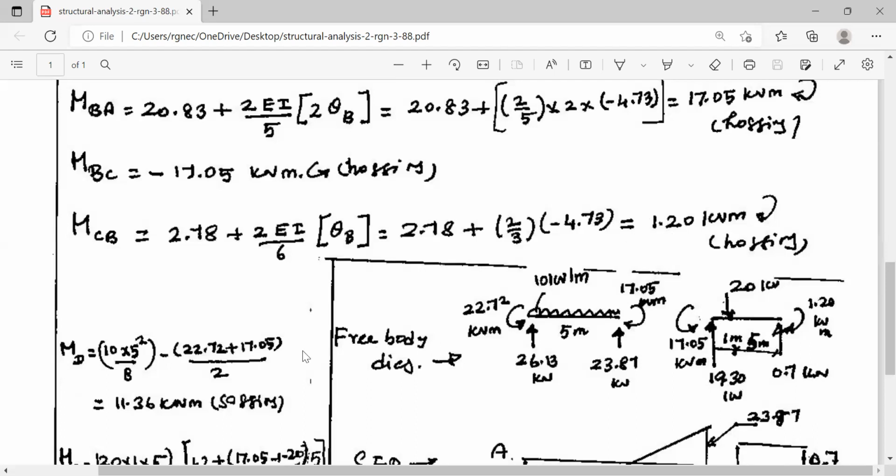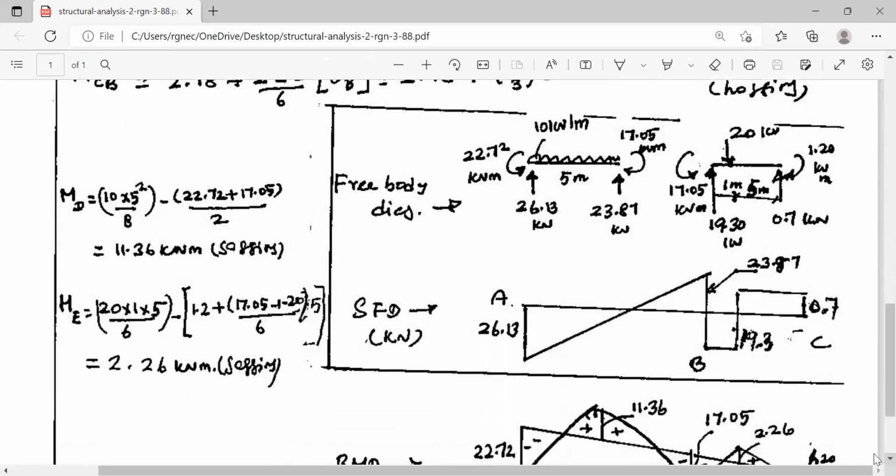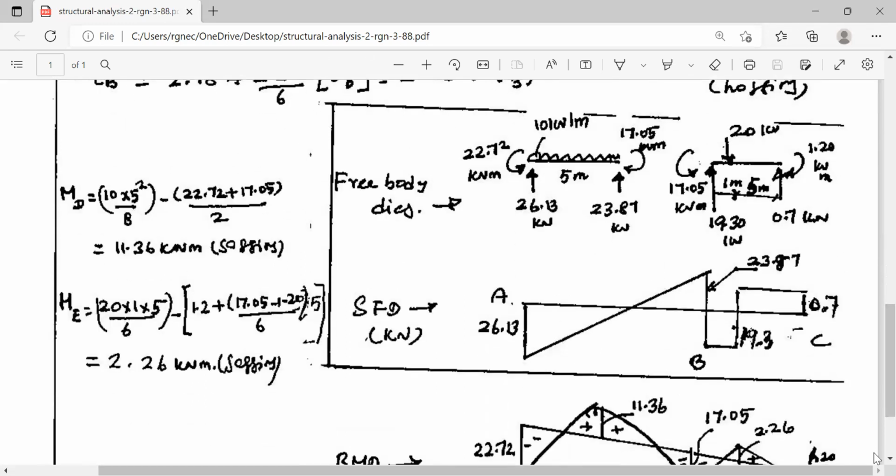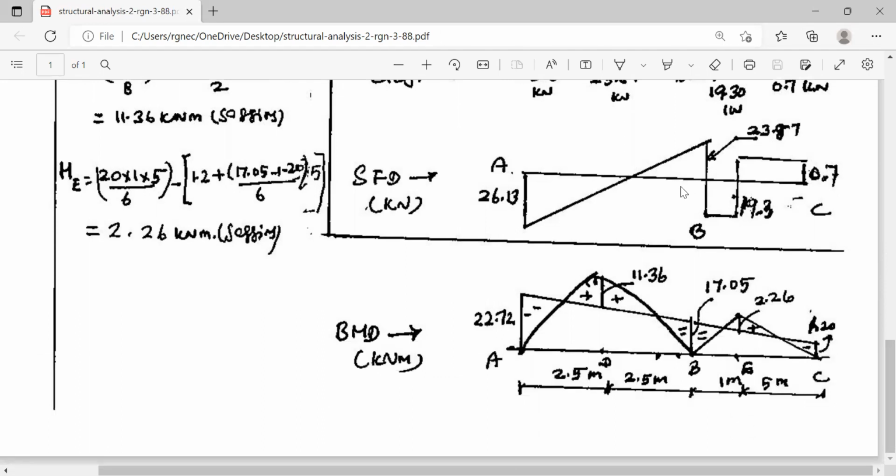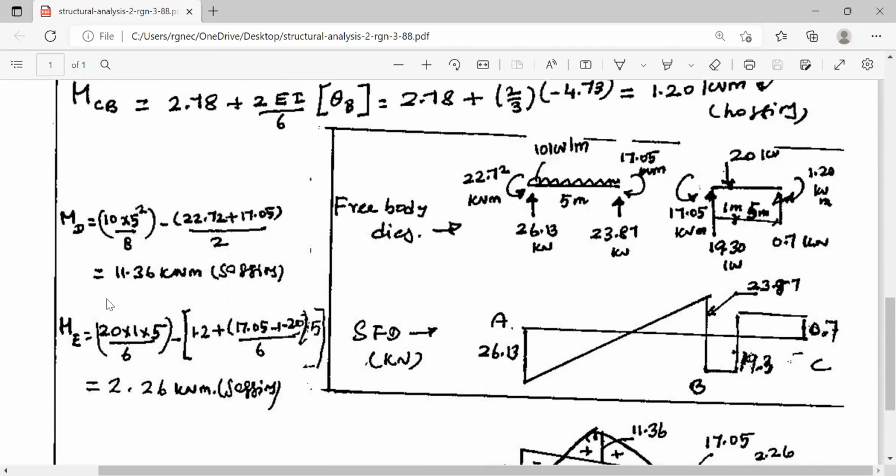Now, what is the bending moment at the midspan of AB? The midspan of AB is point D. At point D, the simply supported bending moment is WL square by 8. Then you have two fixed end moments.